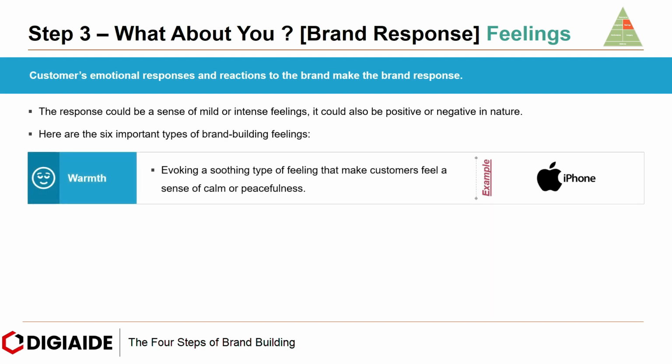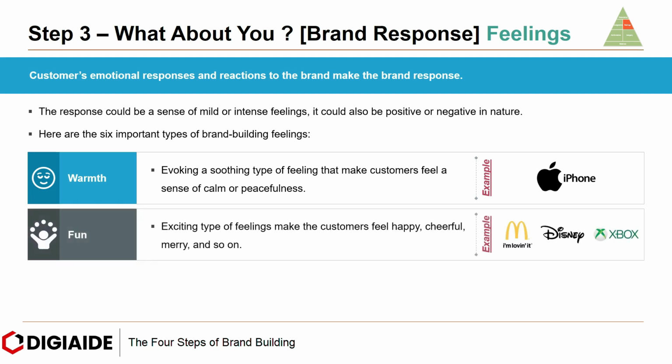First, warmth. That is evoking a soothing type of feeling that makes customers feel a sense of calm or peacefulness. Example, iPhone. Next, fun. Exciting types of feelings make the customers feel happy, cheerful, merry, and so on. Examples in this case, McDonald's, Disney, and Xbox.